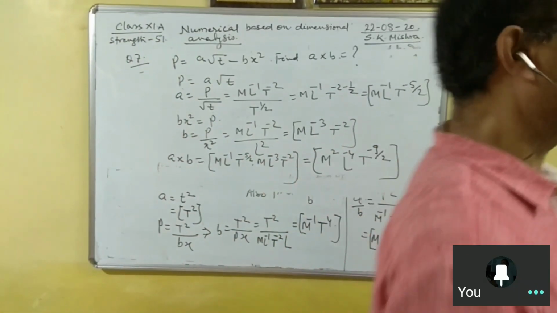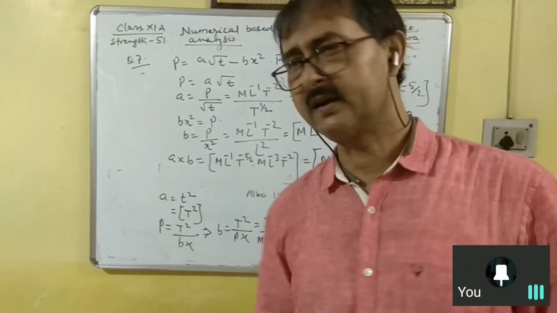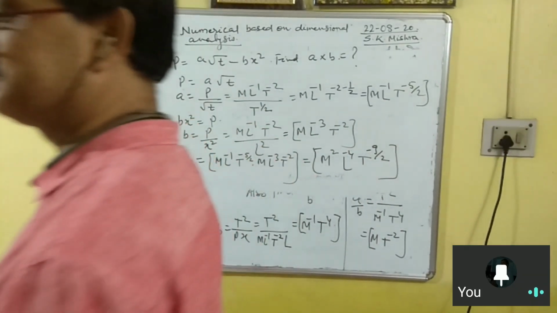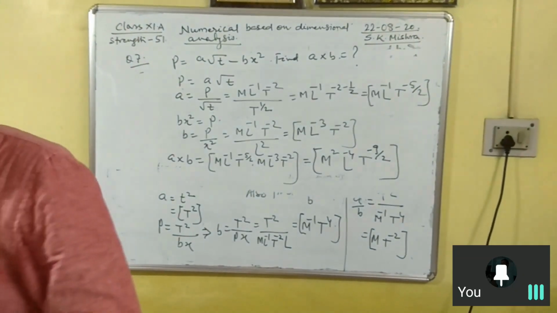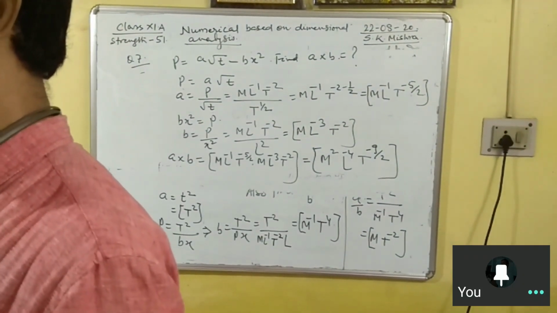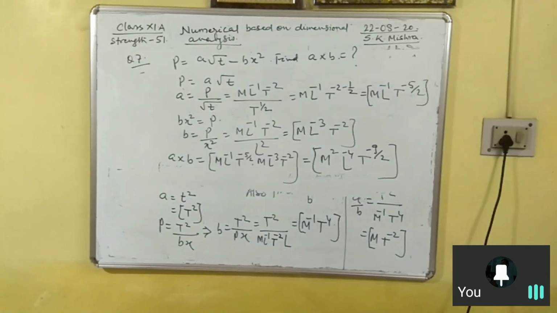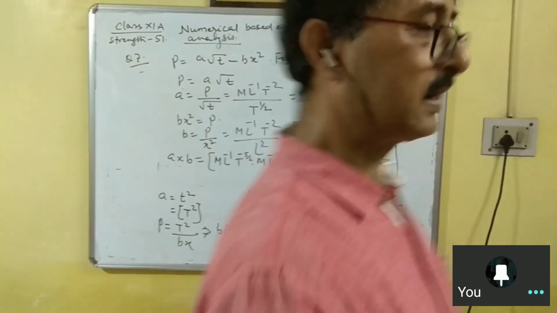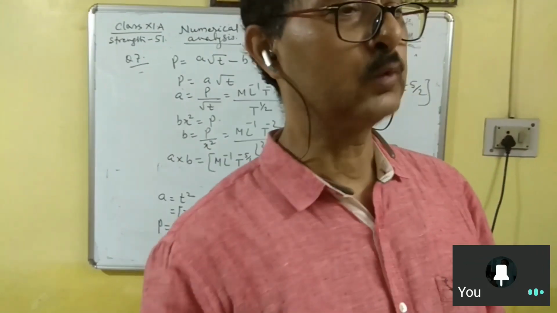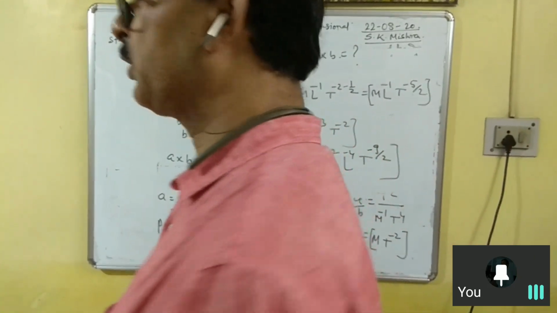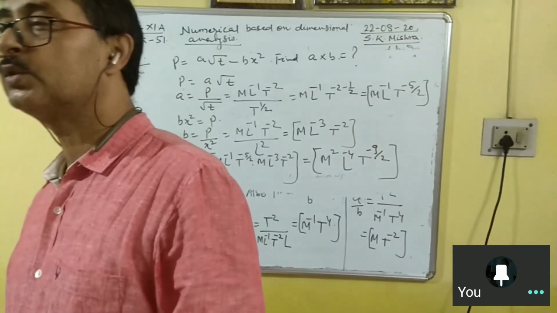There are some quantities like angle. Angle has unit but no dimension. There are certain quantities, like number of moles, it's a number, it has no dimension. Number of moles is what? 12 gram of carbon contains how many atoms? 6.023 into 10 raised to 23 atoms.